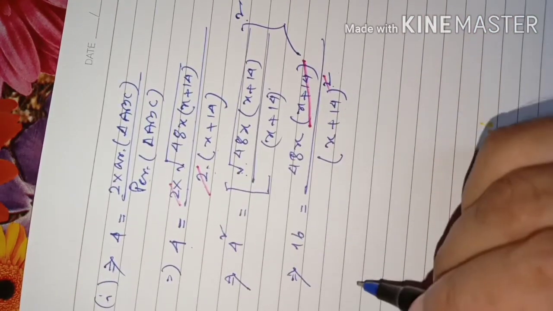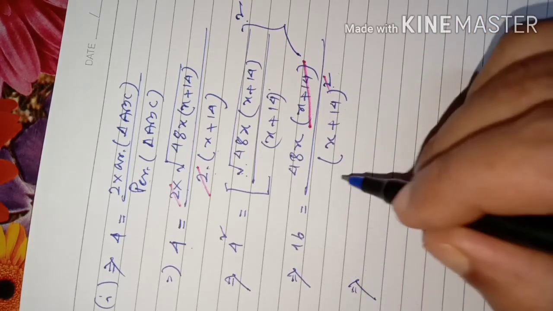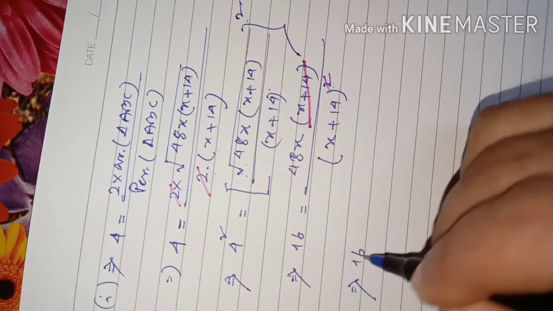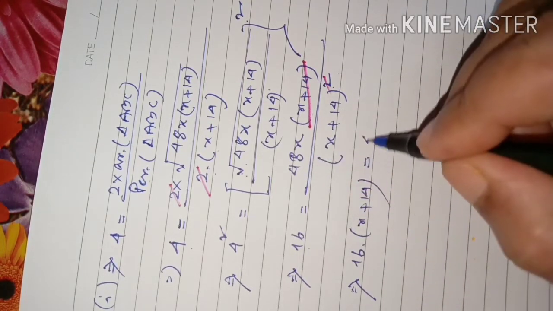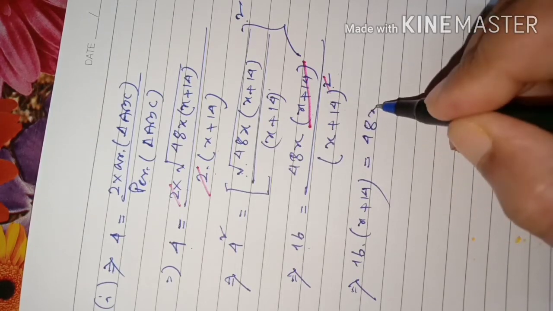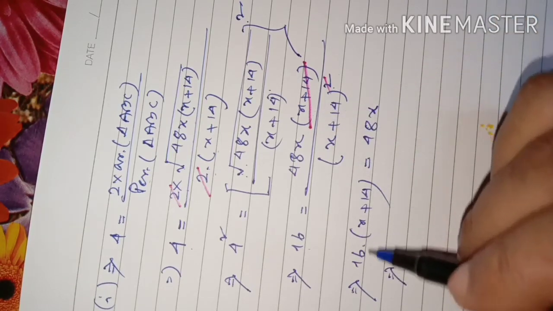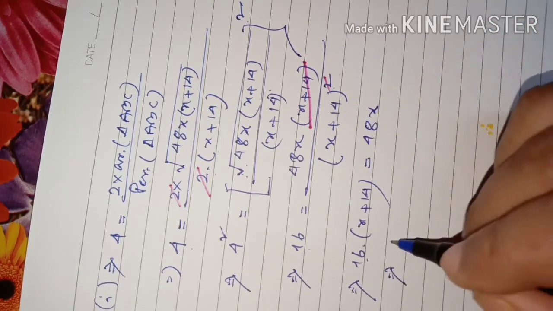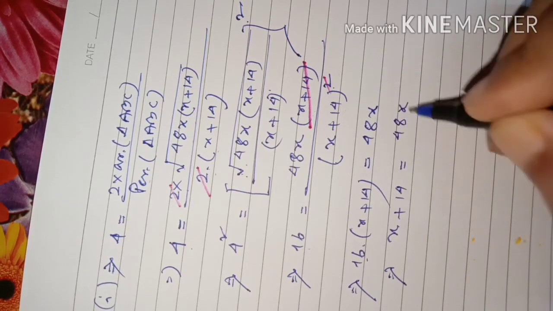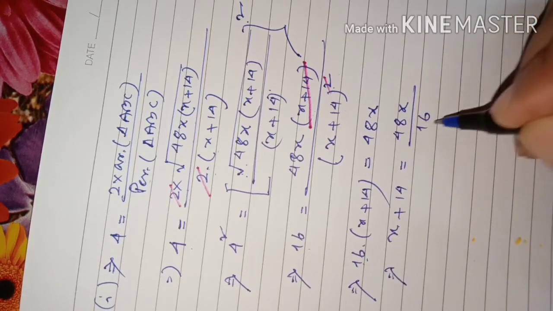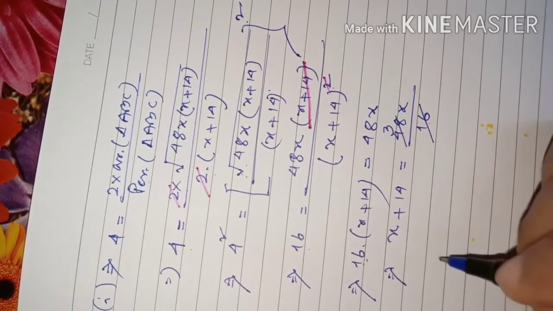So what shall we do here? This x plus 14 which is remaining, I am taking to the left hand side, with this cross multiplied. 16 times x plus 14 is equal to right hand side 48x only. Now from here, because this is cancelled, this 16 you take to the right hand side, so it will be x plus 14 is equal to 48x by 16. 16 can divide 48 3 times, 16 3s are 48. So the result will be like this.